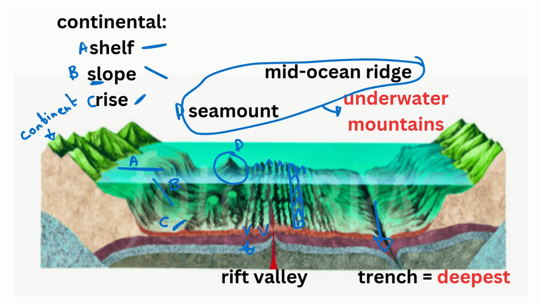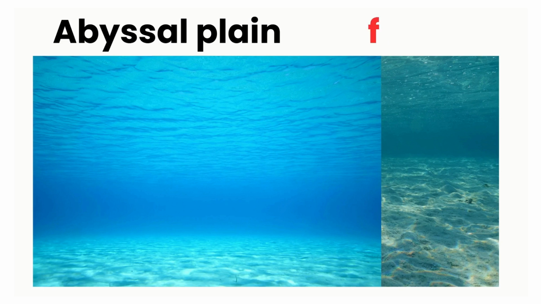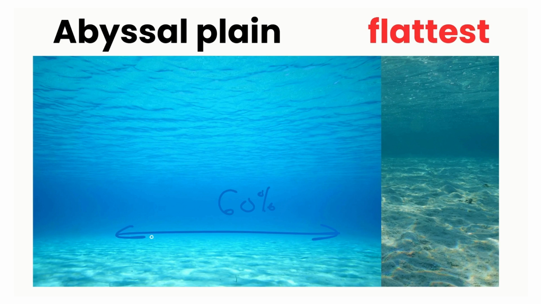So does the ocean only have these shapes? No. Actually, most of the ocean is flat. About 60% of the ocean is just flat. The flattest part of the ocean is called plain, just like we call it on the top of the earth. But so that we know that it's down under in the ocean, we call it abyssal plain. Abyssal plain is the flattest part of the ocean.